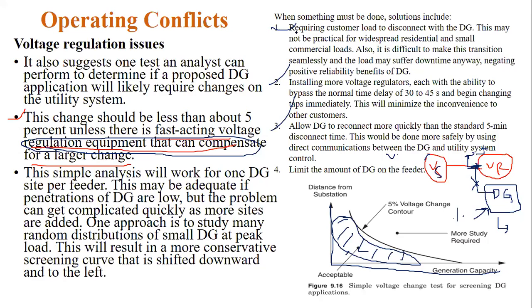Yes. So what is the meaning of this first one? You can disconnect the DC. This may not be practical for a widespread region, so commercial loads and all other transmission. So that the change, you can disconnect the DC. The change should not be more than 5%. So what is the second one? Installing more voltage regulators with the capability to bypass the normal time delay of 30 to 40 seconds to begin changing immediately.